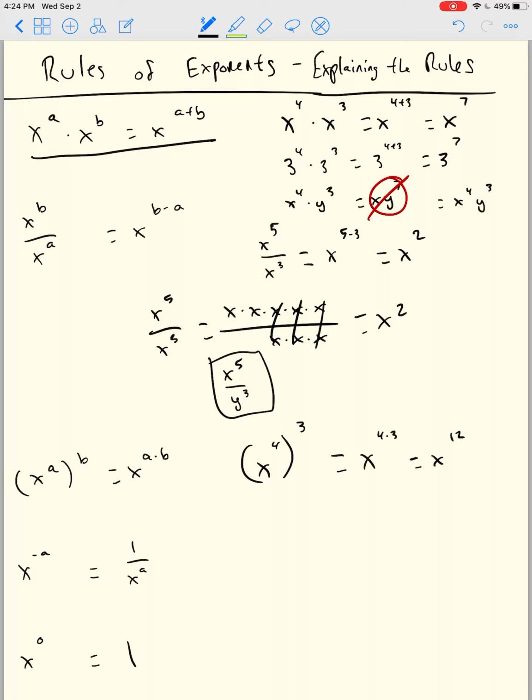Again, you can do that because we're basically saying x to the 4th is that, and we have 3 groups of those. And after you write all that out, you see that there are 12 x's.